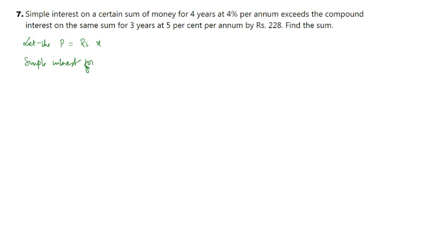Simple interest for 4 years will be equal to, you know, the formula is p into r into t by 100, right? So we have p is x, rate is given to be 4, and time is given to be 4, by 100. If you calculate, this and this get cancelled, so you get 4x by 25. So this will be your simple interest for 4 years.